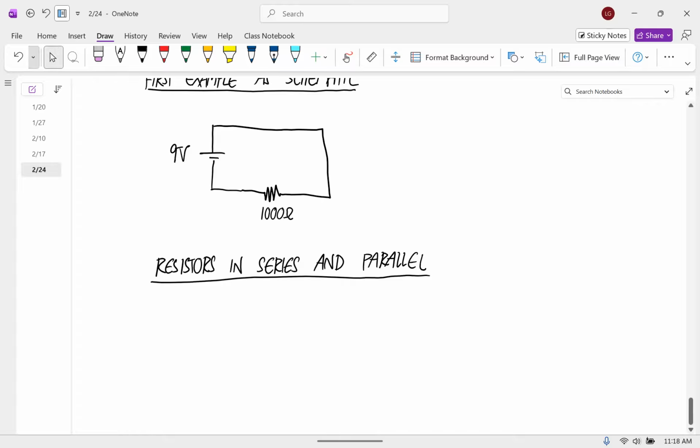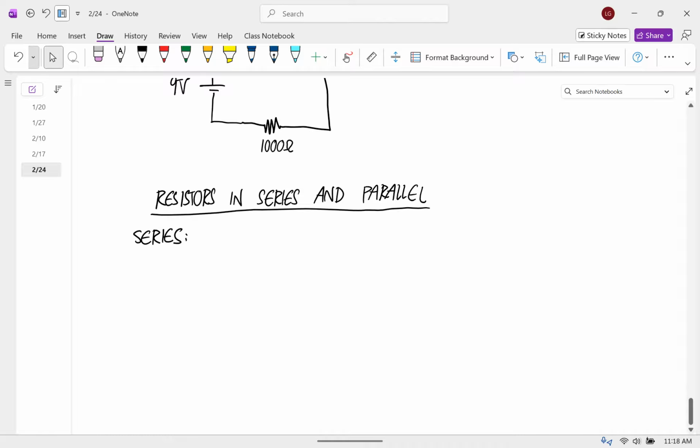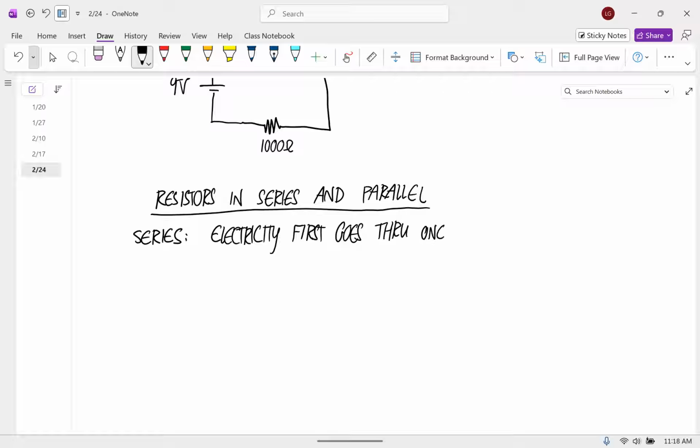So first, we'll do series. You can think of anything in series as the electricity goes through one of them first and then goes through the second one. It doesn't have any options. Any electricity that goes through one has to go through the other one. So this is when the electricity first goes through one and then the other.